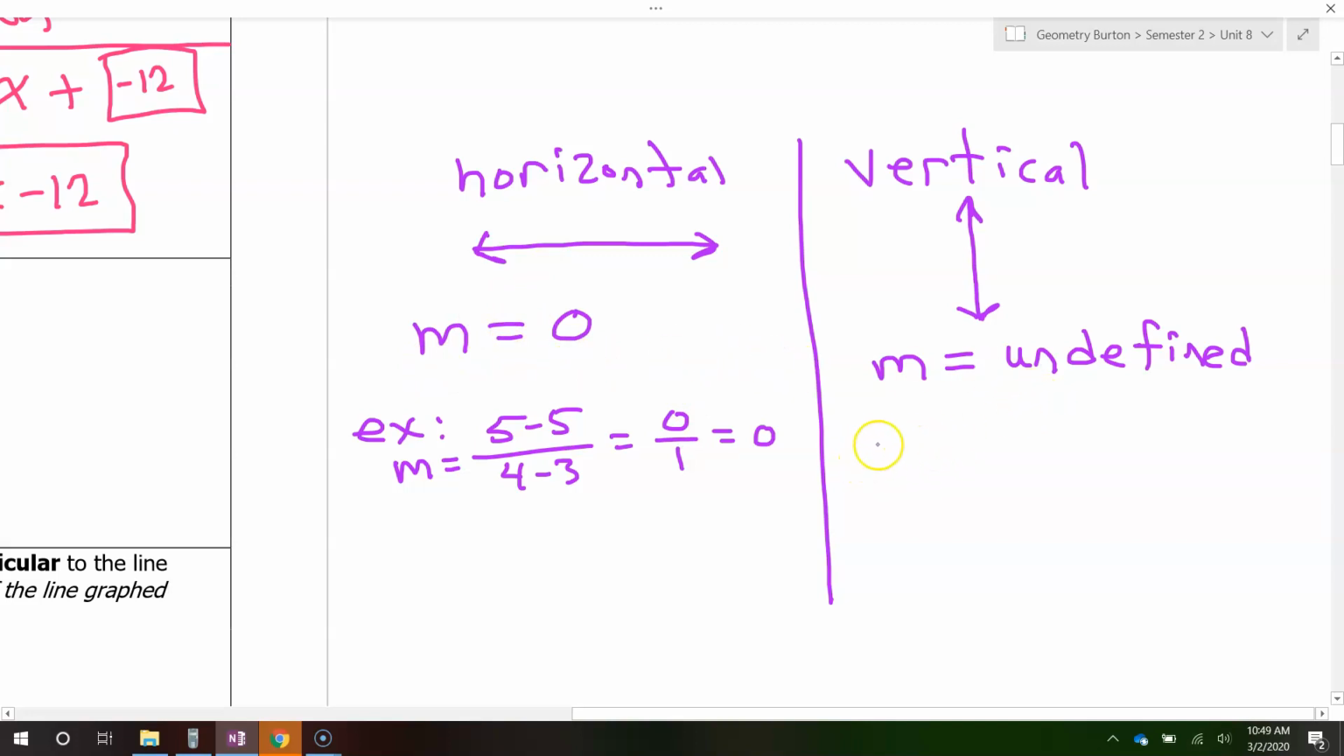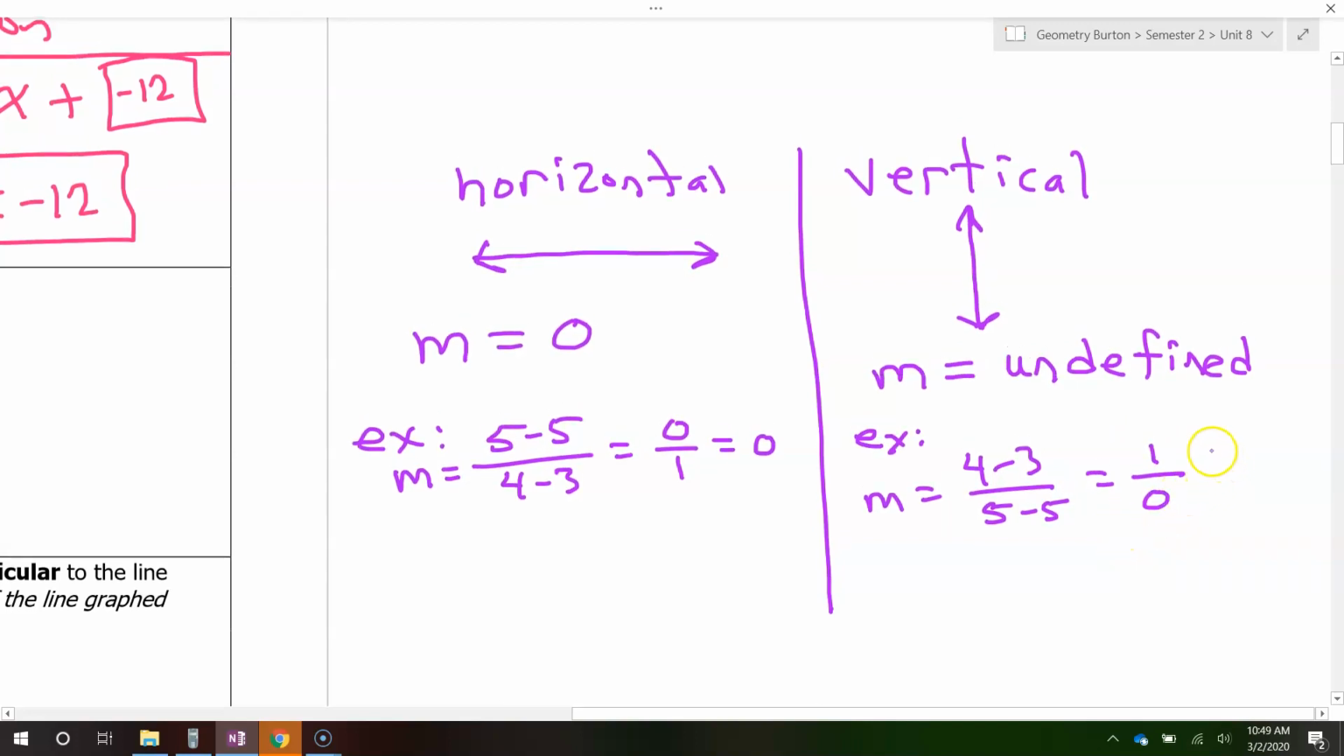On the other hand, here's another example. It's just an example. Say if I had, so I'm doing the slope and I have 4 minus 3 over 5 minus 5. Well, that's going to be 1 over 0. And this is undefined. So if you're ever doing this and you see a 0 in the denominator, that's undefined. That means you have a vertical line.